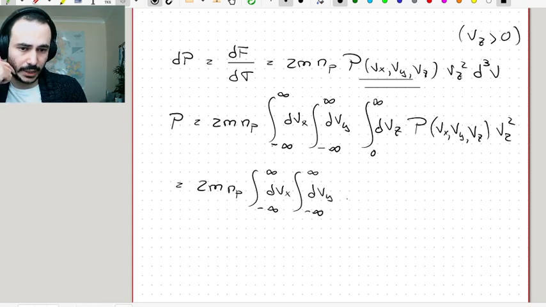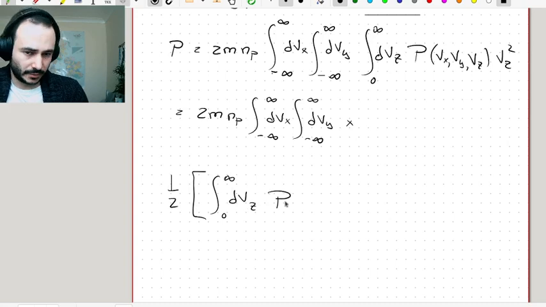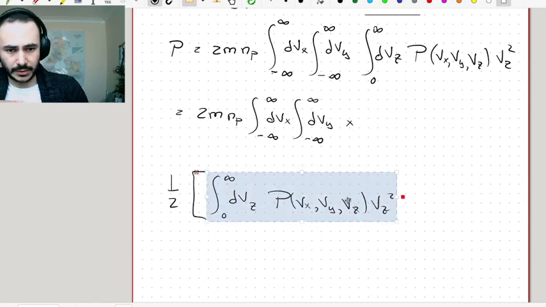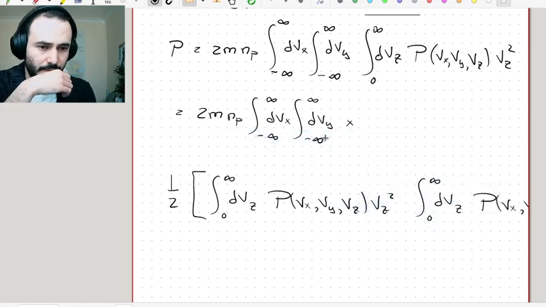And here let's just make a big bracket, and I have the integral from 0 to infinity dv_z. Let's write 1/2 of the integral from 0 to infinity dv_z of the probability distribution of vx, vy, and v_z, times v_z squared, plus the same thing. That's why I put the 1/2. I'm just repeating this twice. Making it smaller so that it fits.